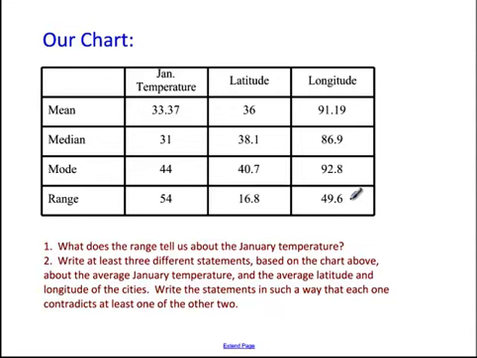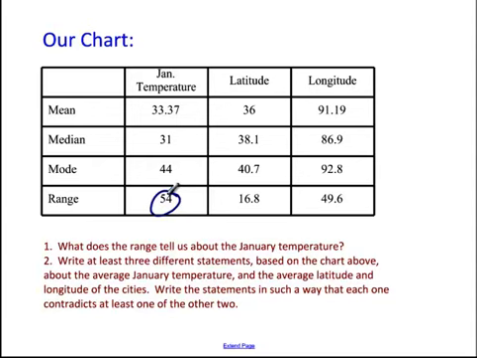So what does the range tell us about the January temperature? Well, this number 54 tells us that in January, the average temperature has a range, or it varies as much as 54 degrees from city to city. So the coldest average temperature is about 54 degrees colder than the warmest average January temperature.